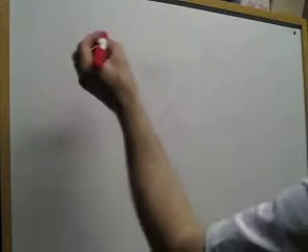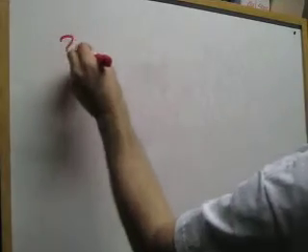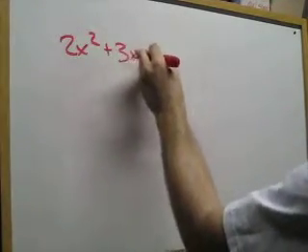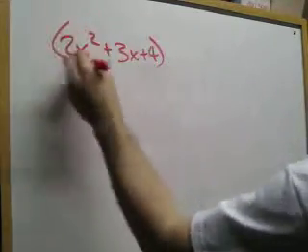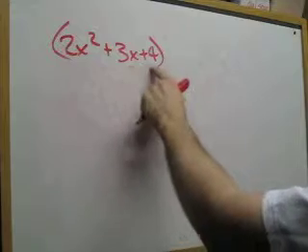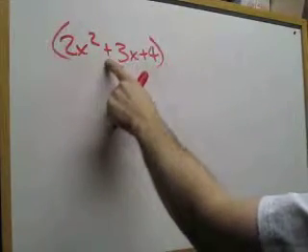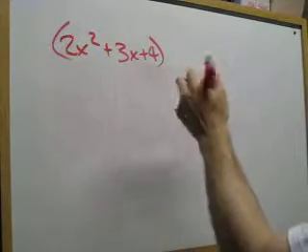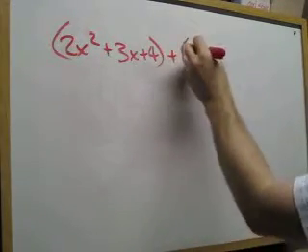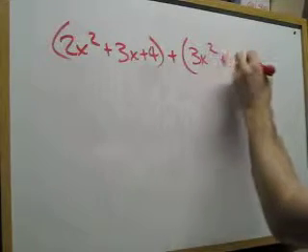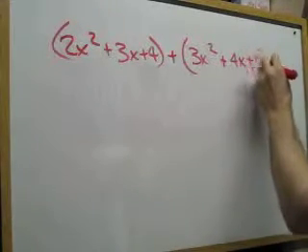So let's put one up here like 2x squared plus 3x plus 4. That is a polynomial. It's got more than two terms: 1, 2, 3. Another way to do it is count the plus or minus signs and add 1. So 1, 2, 3 terms. And we're going to add another polynomial to it, 3x squared plus 4x plus 5.